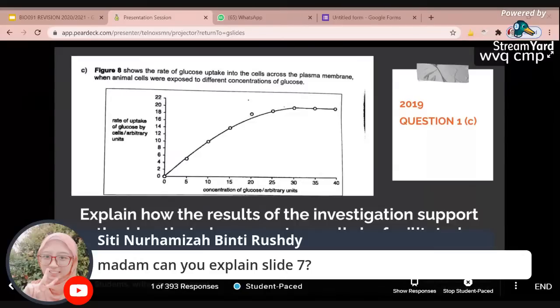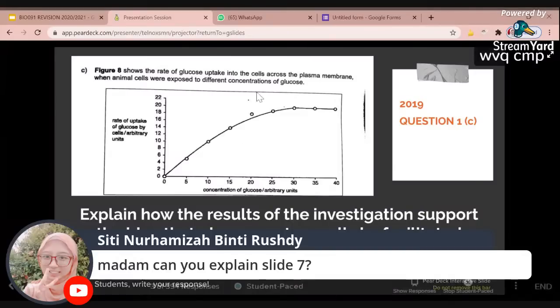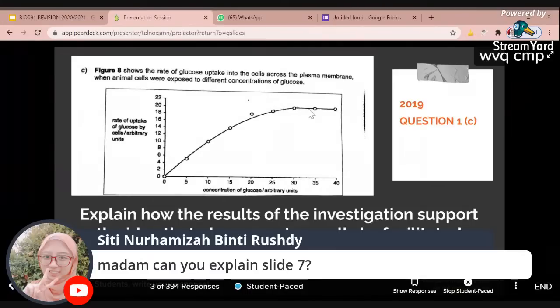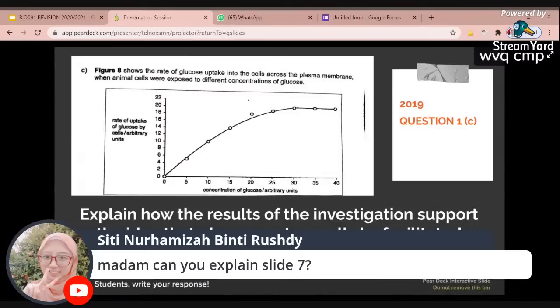Maksudnya contoh kalau satu sel tu dia ada 10 carrier protein untuk glucose. So dia hanya boleh transport 10 glucose pada satu-satu masa. So rate of uptake tak boleh tinggi. Okay, so bila you tengok rate of uptake dia sama, dia bukan bermaksud glukos tu tidak diambil ke dalam sel. Glukos masih diambil masuk ke dalam sel tapi pada kadar yang sama. Dah maksimum dah kelajuan dia, tak boleh laju lagi, tak boleh banyak lagi ambil.